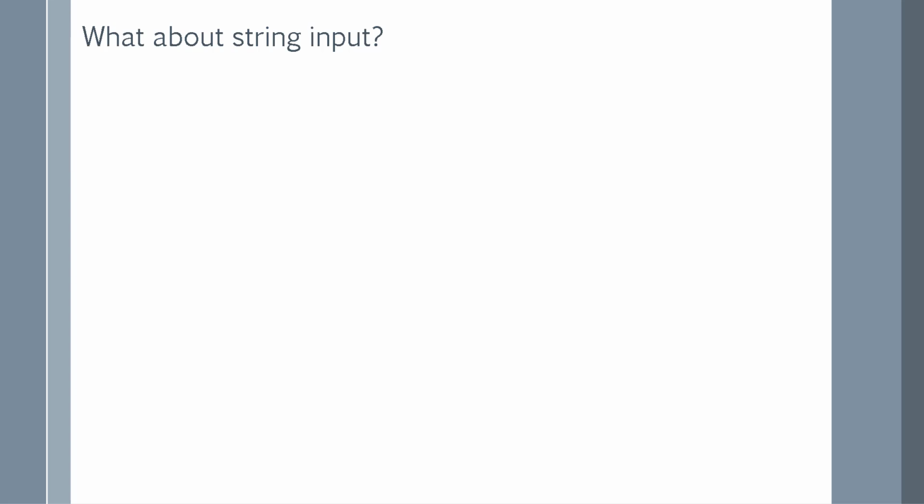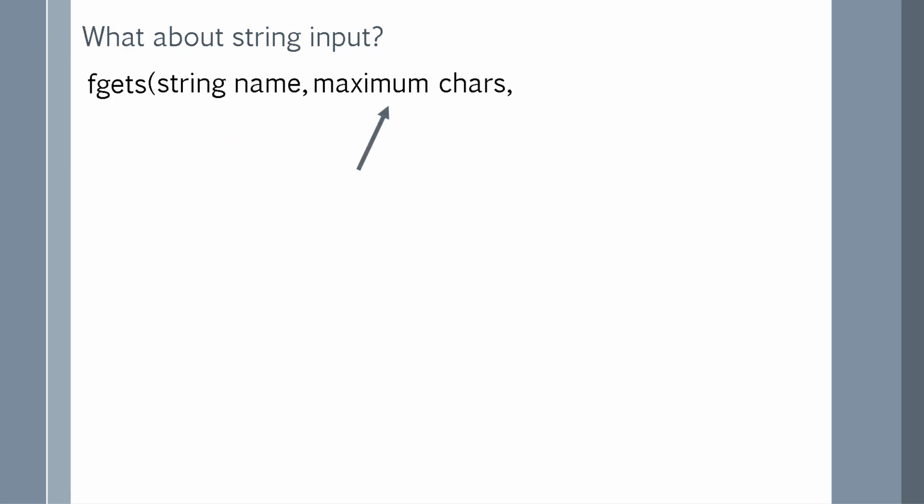It starts with the function name, fgets. Then comes the string where you want the input to be stored. This is followed by the maximum number of characters the user is going to be allowed to enter. And finally, we need a source of the input. In other words, where are these characters coming from? It might be better to illustrate this with an example.